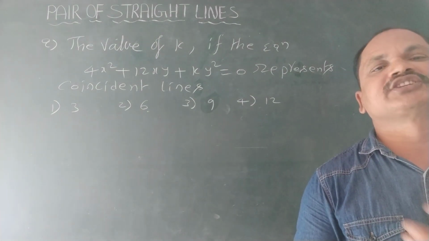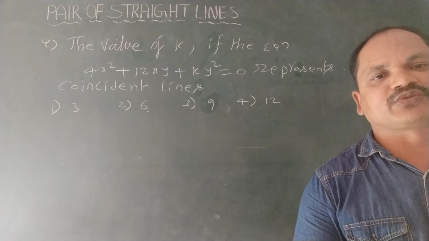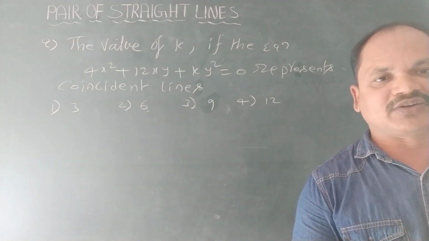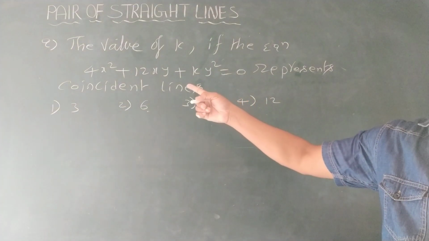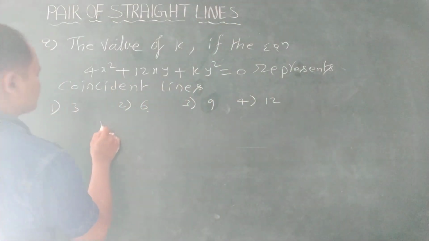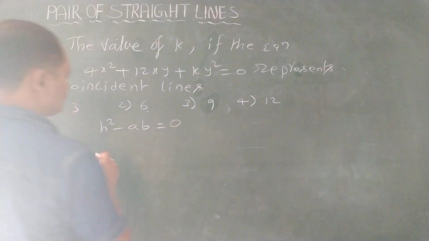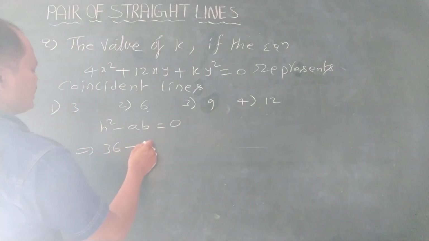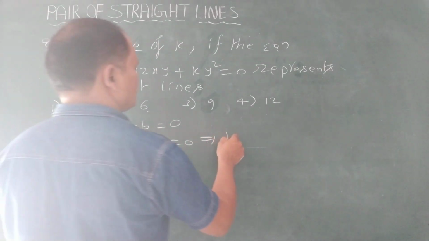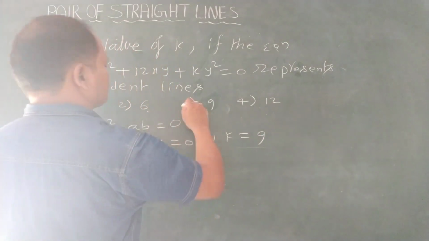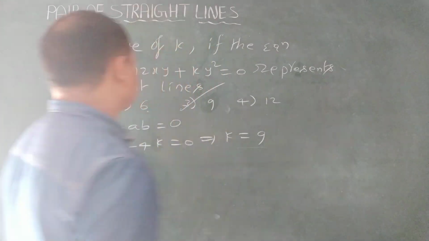This depends upon h square minus ab, where a is the coefficient of x square, b is the coefficient of y square, and h is half of the coefficient of xy. Are you clear? What is a? 4. What is b? k. What is h? 6. That's why h square minus ab, that is 36 minus 4k, is equal to 0. From this, k is equal to 9. That's why the third option is correct. That's all. Now we are going to one more question on this concept.